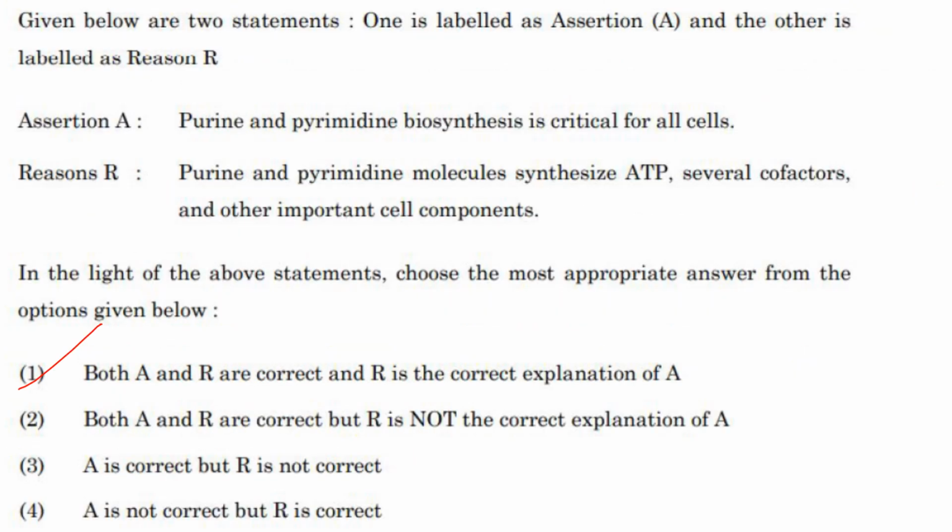Then purine and pyrimidine biosynthesis is critical for all cells. Of course, they are involved in several factors like DNA synthesis, RNA synthesis, ATP production. All these require purine pyrimidine biosynthesis. Purine and pyrimidine molecules synthesize ATP, several cofactors and other important cell components. Yes. So both A and R are correct, and R is the correct explanation of A. Answer is option 1.